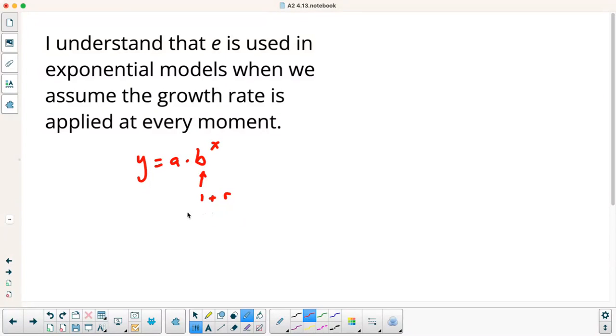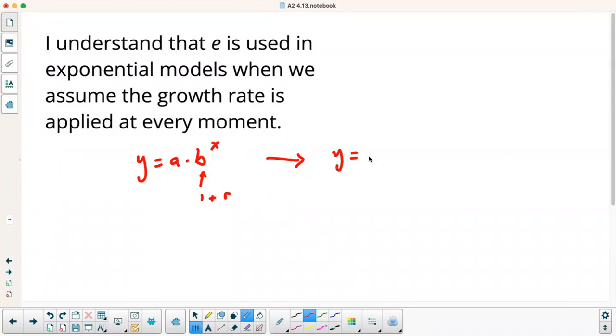Okay. Now, this model is good. It's simple. It's easy. That's why we learn it first. But the problem with this is it's not continuously applying the growth at every single moment, every second, every minute of every day. It's just applying it once at the end of each year or at the end of each time interval. So what we do is we modify this if we want it continuous.